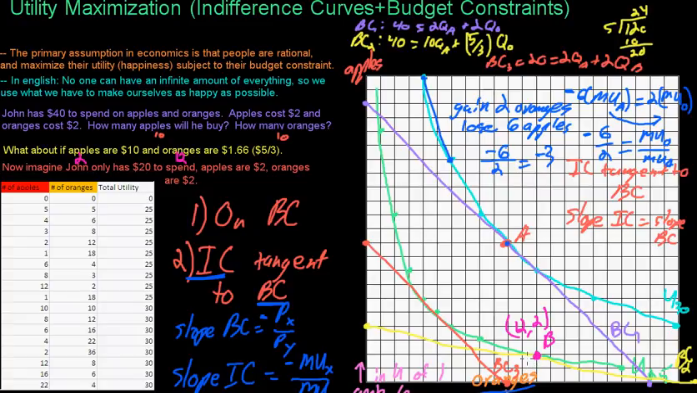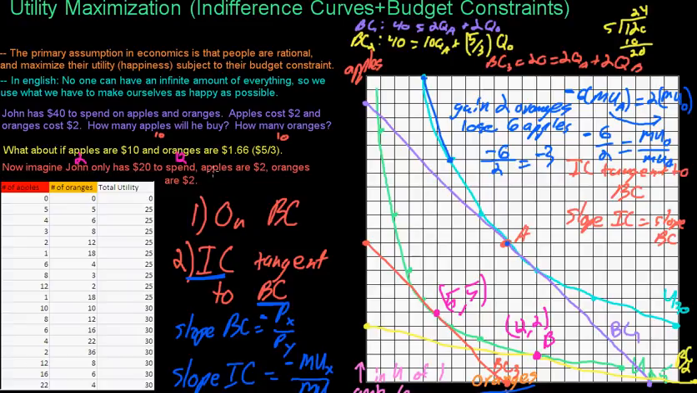So now what about if he only has $20 to spend and apples are $2 and oranges are $2? Well, then he will buy where the budget constraint, this third one, this red one, is tangent to his indifference curve, and that will be at this point right here at 5, 1, 2, 3, 4, 5, and up 5. That's my poor drawing that it's kind of equal for a little while, but that really should be exactly where they touch. And so he will buy 5 apples and 5 oranges.